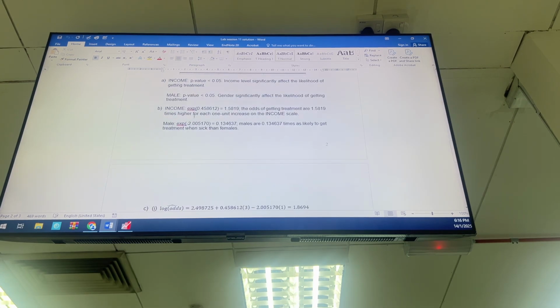Okay, so we take the exponent of the estimated values. You get 1.5 for income, so the odds of getting treatment are 1.5819 times higher for each one-unit increase in income scale. And for another variable, we have the exponent of this, 0.13. So males are 0.13 times as likely to get treatment when sick as females. That means males are less likely to get treatment when they feel sick as compared to females.